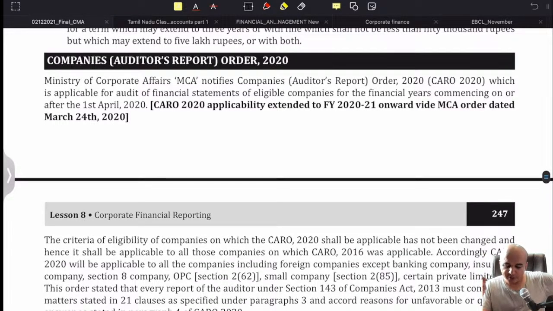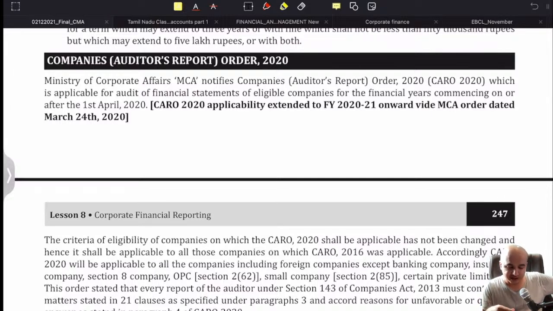material. Ministry of Corporate Affairs, MCA, notifies CARO 2020, which is applicable for audit of financial statements of eligible companies for the financial years commencing on 1st April 2020. Of course, in the question we are talking about 2016 CARO, but here since it's updated, we are looking at 2020, because in the exam you'll get this itself.